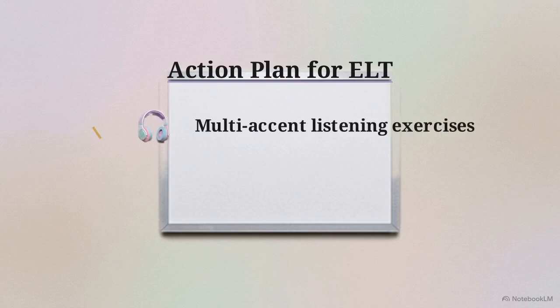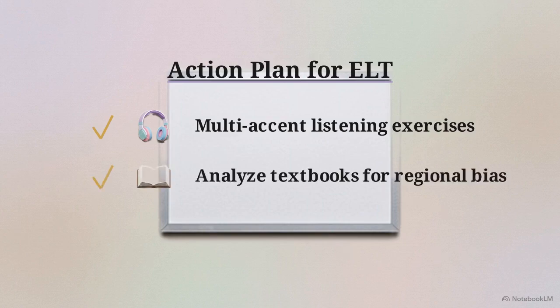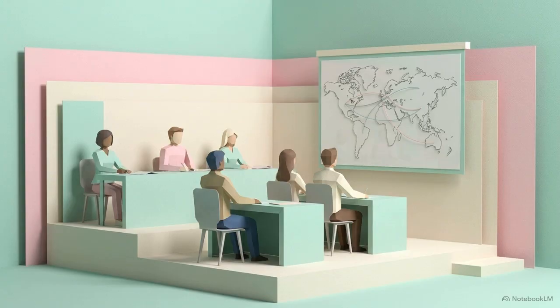Educators must implement multi-accent listening exercises to build international proficiency. Students should analyze textbooks to identify regional bias regarding Standard English. Finally, classrooms must debate accent prestige to identify linguistic bias in professional settings. For Vietnamese classrooms to effectively prepare students for the global economy, they must fully integrate this World Englishes framework.